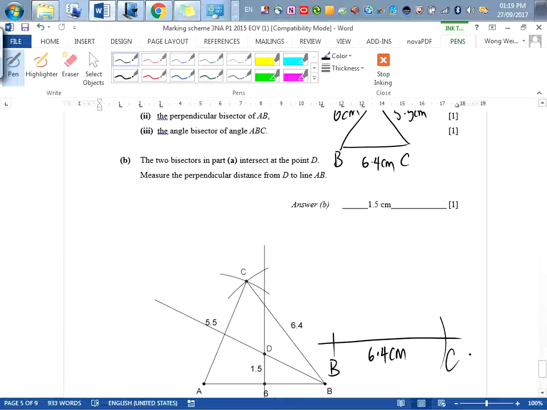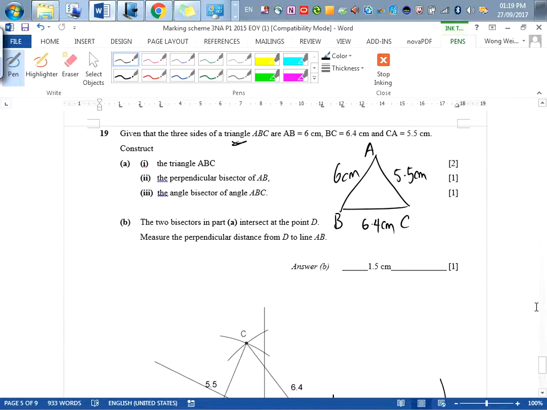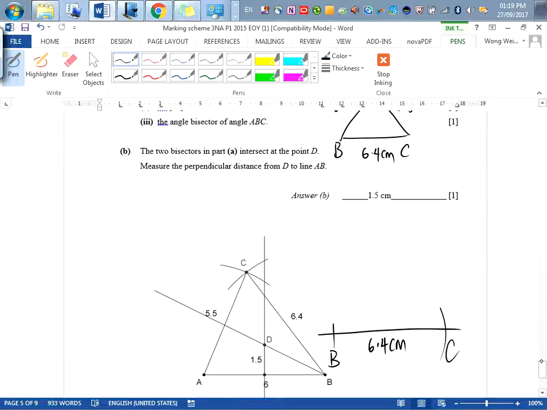What else do we need? B to A. This is 6 cm, right? So naturally, I'm sure most of you want to take a ruler. You just anyhow draw a 6 cm. Then this will be point A. But how do you know it is this 6 cm? Why can't it be this 6 cm? How about another line with 6 cm over here? All these three lines, they are all 6 cm. So which one do I choose?